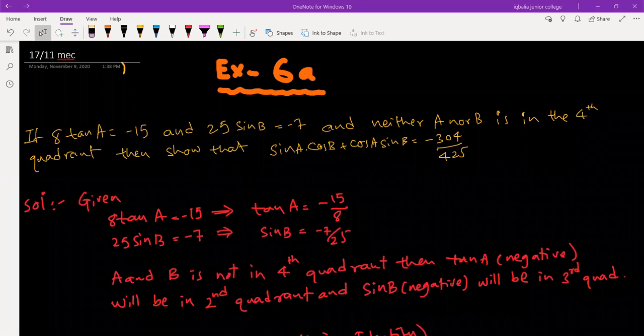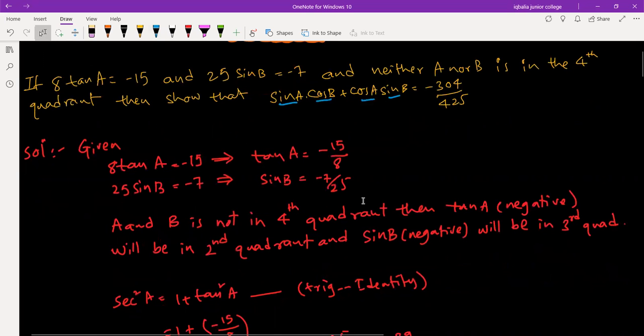Okay boys, what we have to show? We have to show that left hand side is equal to right hand side. So here what we have to do? Only we have to find sin A cos B plus cos A sin B with the help of tan A and sin B. Understood boys? Okay, so this is our target, to find sin A cos B plus cos A sin B with the help of tan A and sin B.